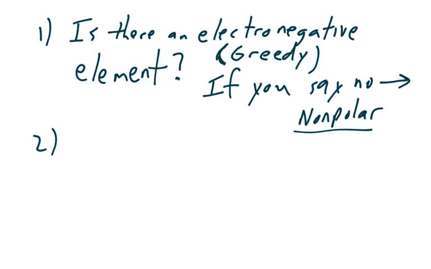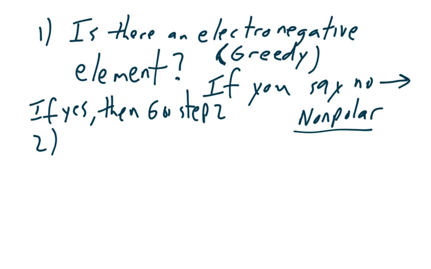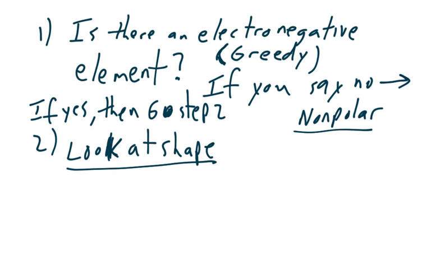But here's step two. If yes, then go to step two. And if you look at step number two, you're going to analyze the shape. So you're going to look at the shape. And what you're going to do here is see if the shape is symmetrical or asymmetrical. Okay, so that's what we're going to look at in the next part.